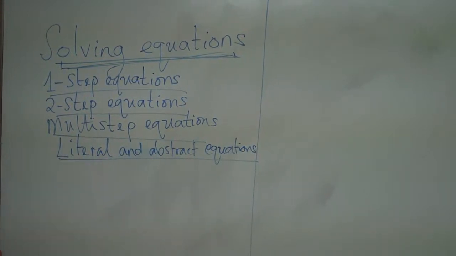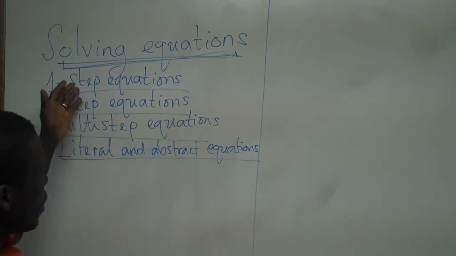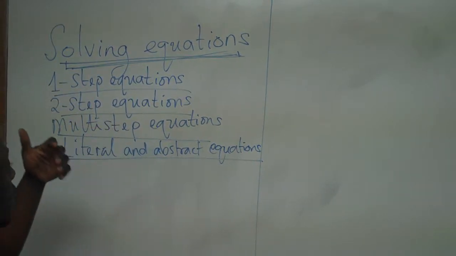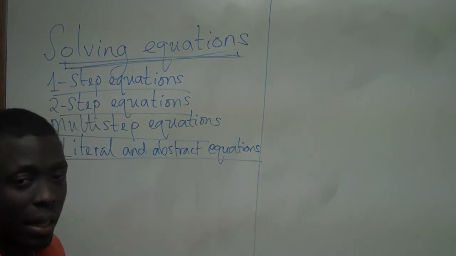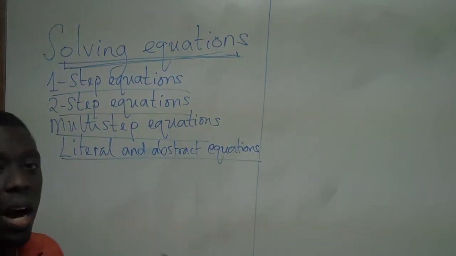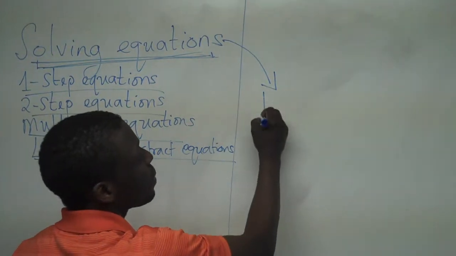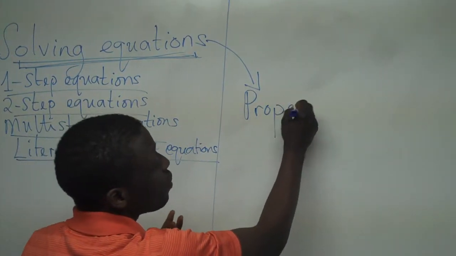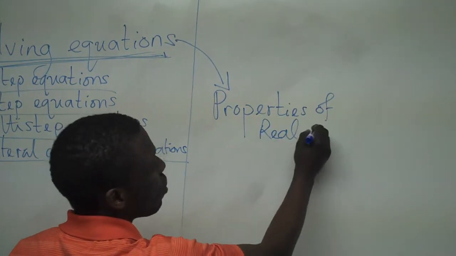So we're talking about solving equations. And there's different types of equations that you can solve. We have one-step equations, two-step equations, multi-step equations, and literal and abstract equations. And there's more we can look at later. But let's understand how this works. Solving equations requires us to understand the properties of numbers. Well, if we understand the properties of real numbers, we can do well in solving equations.